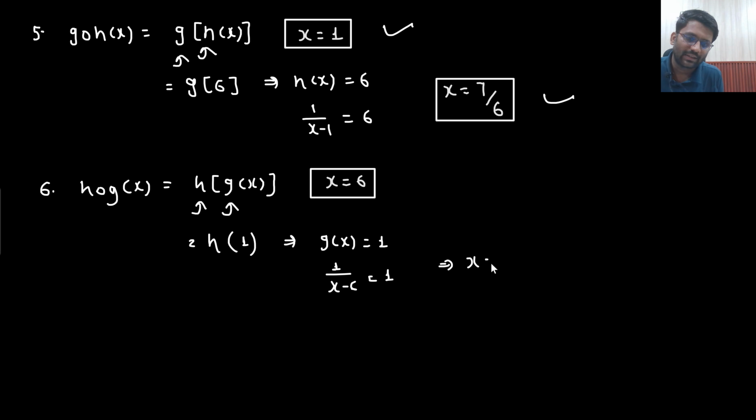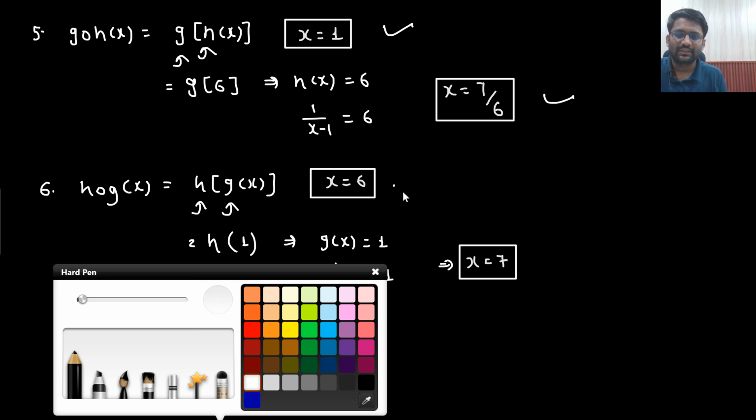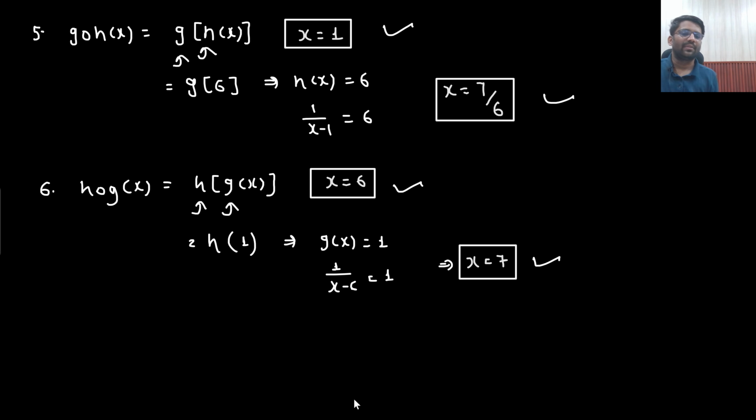1 upon x minus 6 equal to 1 is my matter of concern. That means x has to be equal to 7. So x has to be equal to 6 and 7. These are my matter of concern. 6, 7 is the matter of concern. Next, 7th one.